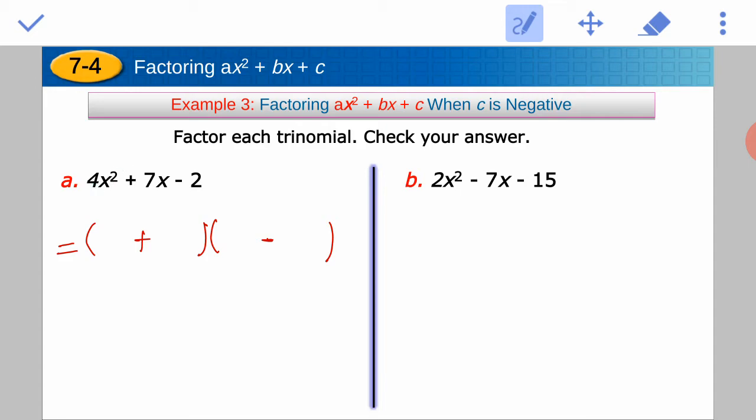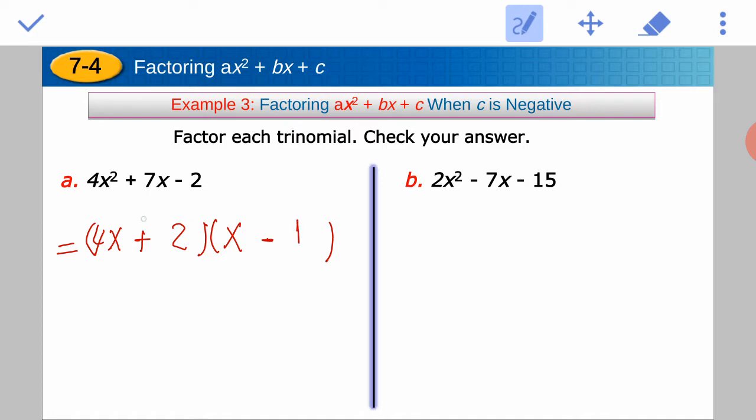How do we factor 4x squared? Actually, there are two ways to factor 4x squared. Maybe 4x times x, or maybe 2x times 2x. I'm not sure which one is the perfect choice. So guys, we need to try one of them. So let me try 4x times x. If I put 4x right here times x, there is only one way to factor the 2. To factor the 2, it's 2 times 1.